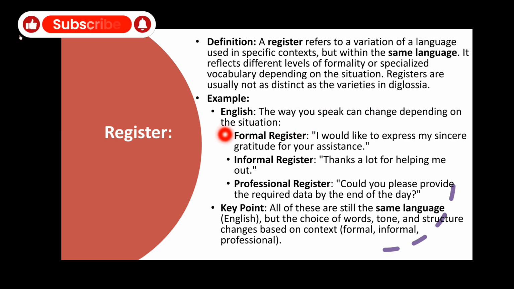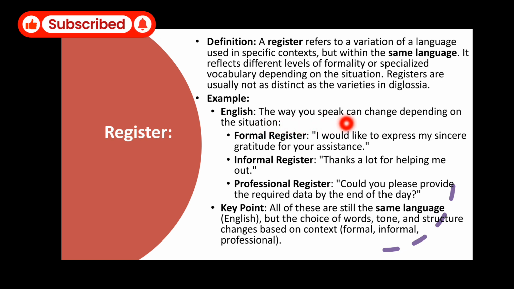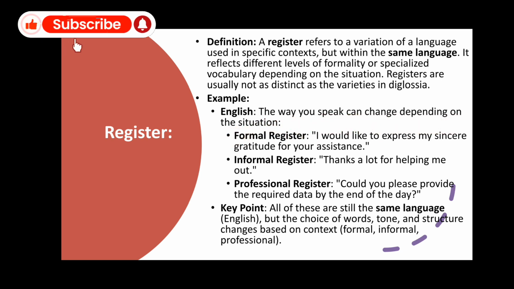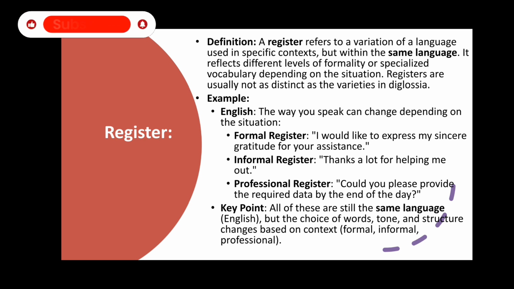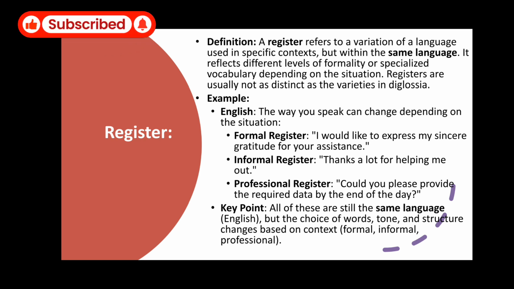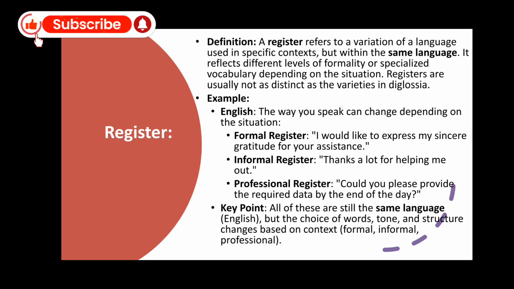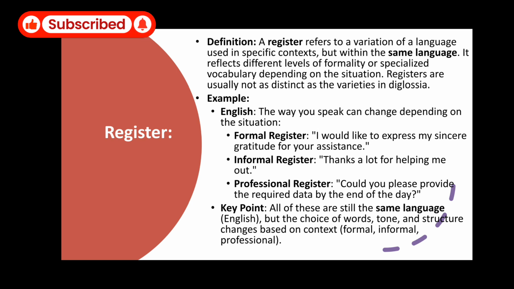Example, English. The way you speak can change depending on the situation. For example, you are somewhere in the cafeteria interacting with your friends, and suddenly your teacher comes to the cafeteria, so you switch from informal to formal. So that is very flexible. Still you see that the changes might not be that much greater. You change just the tone, the style, might be the choice of words, because now your teacher arrives there.